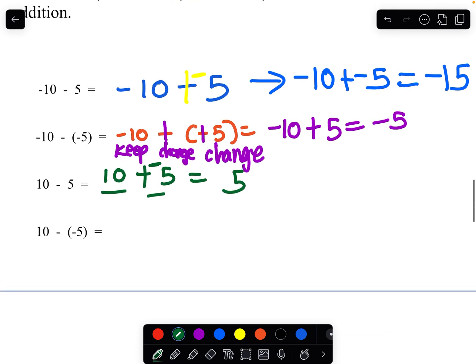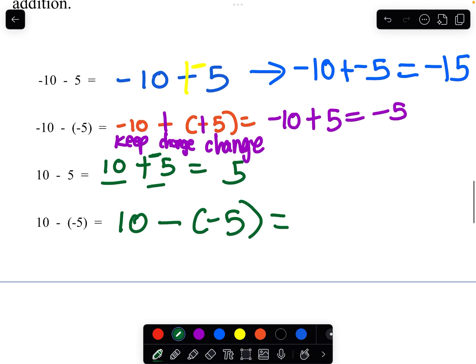And finally, we've got 10 minus negative 5. Okay, let's do it. 10 minus negative 5. I'm using parentheses because it helps me not lose track of the minus sign or confuse the minus sign with the negative sign. Keep, change, change. If it helps to write it down, you can write keep, change, change.